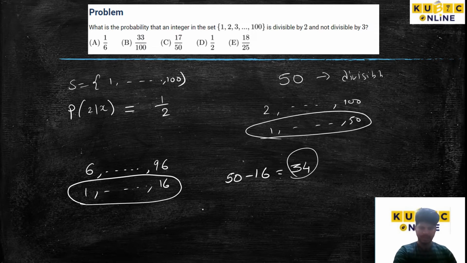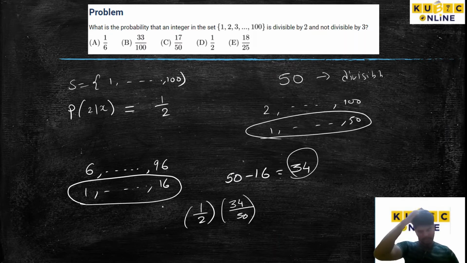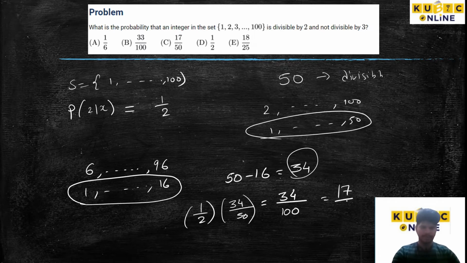So getting a number divisible by 2 is half, into getting a number which is divisible by 2 but not divisible by 3, which will be 34 by 50. Did we miss anything? No, actually we did not miss anything. It is correct. So this is 34 by 100, which is also equal to 17 by 50.